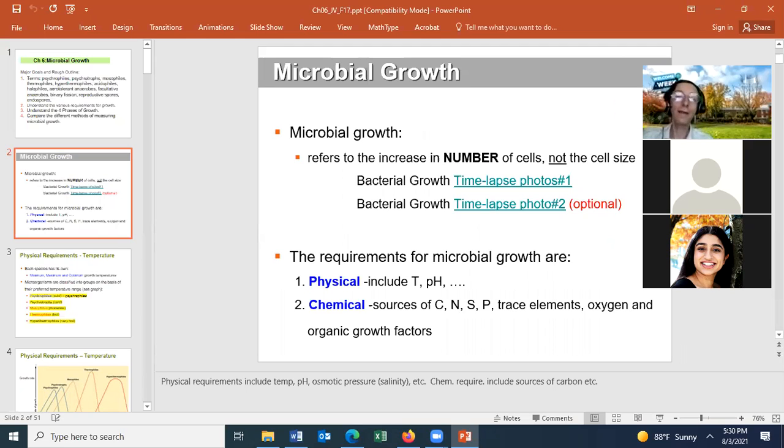Microbial growth. When we're talking about microbial growth, we're referring to an increase in the number of cells, not in the cell size. I used to teach middle school students, and when we were talking about them growing, hopefully we weren't talking about them increasing in number. Okay? That's meant a little bit as a joke.